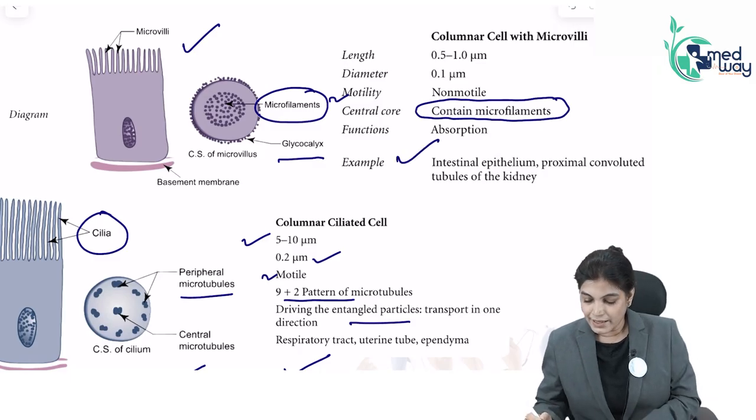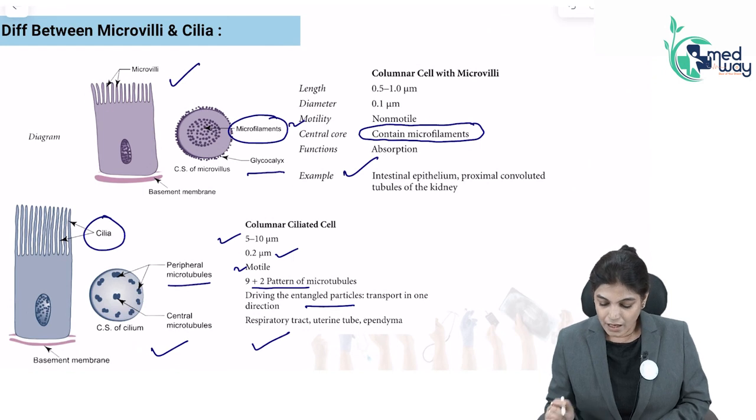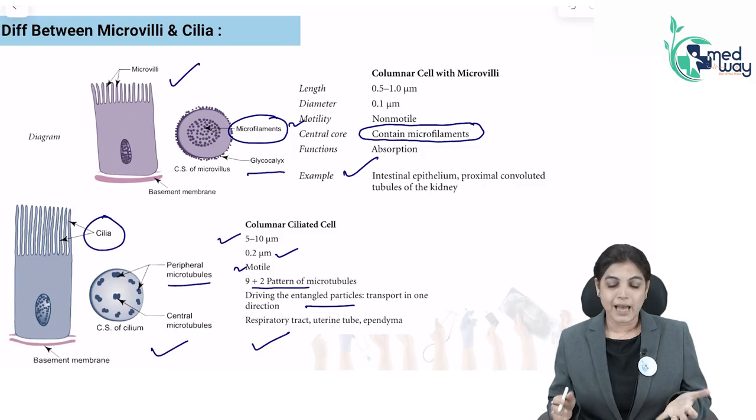Examples of microvilli: they are present in the PCT of the kidney and the intestinal epithelium. So basically, movement is the function of cilia and the function of microvilli is absorption.